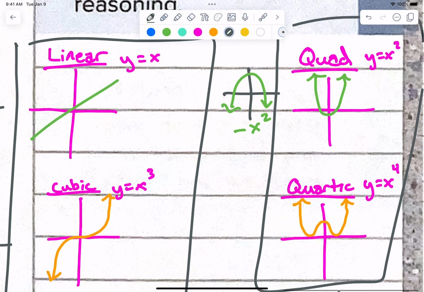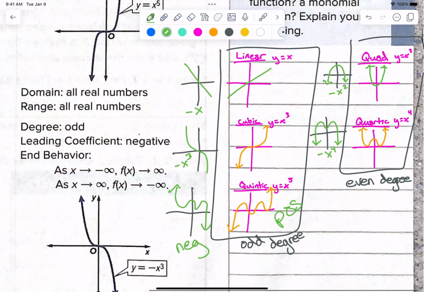A quartic function looks like a w. What does he look like now? An m. That would be a negative x to the fourth power, okay? So we know a lot of things about some functions, depending on: are they odd degree or even degree? Are they positive or are they negative? If they're positive, they're going to do one thing. If they're negative, they're going to do another thing based on odd or even degree.